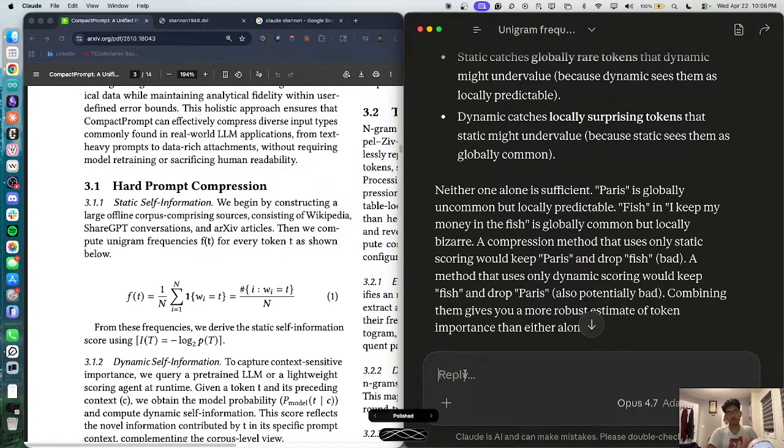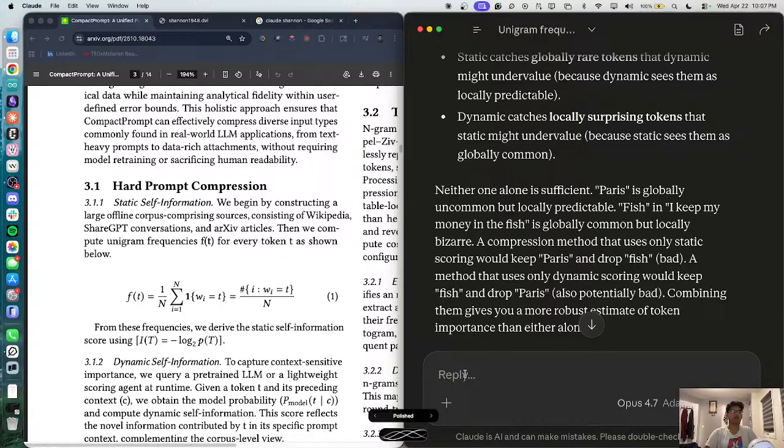But that is dependent on the top K, which you can think about as the cutoff for how many tokens are being kept in the prompt. The more budget you have, the more low-level tokens there will be. The less budget, the fewer low-level tokens there will be. And then also talk about the problems that we've discussed about static self-information, but also the benefits.